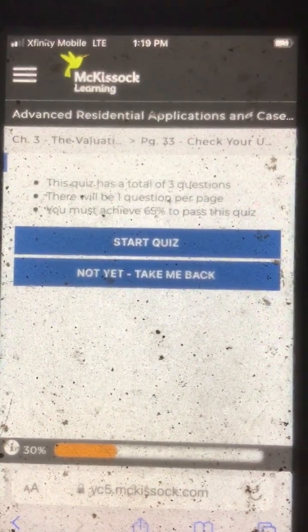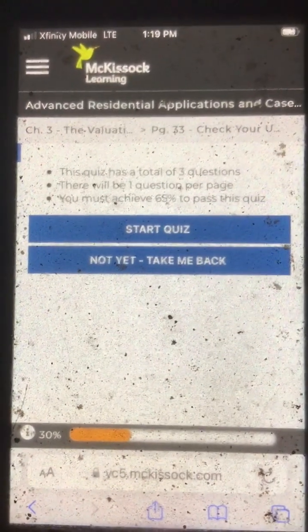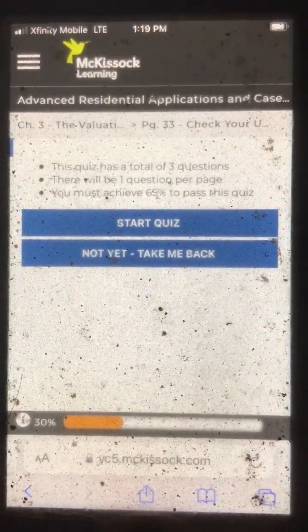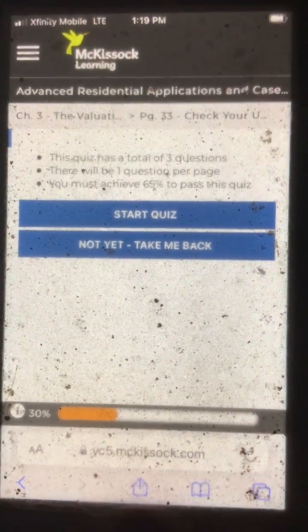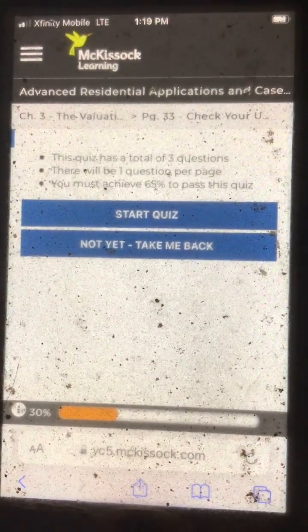Advanced Residential Applications and Case Studies. Chapter 3. The Evaluation Process, page 33. Check your understanding. This quiz has a total of 3 questions. There will be 1 question per page. You must achieve 65% to pass this quiz.